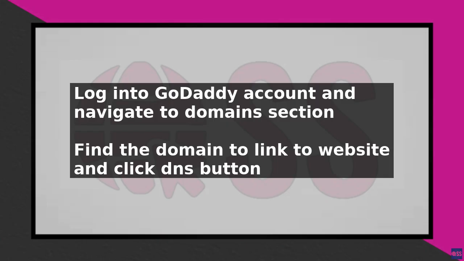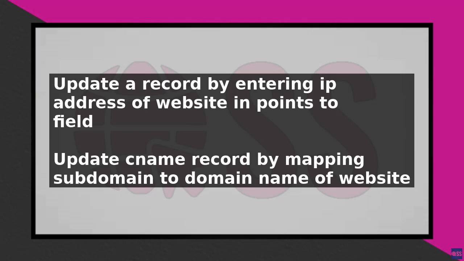To link your domain to your website, you need to update the A record and the CNAME record. The A record maps your domain to the IP address of your website, while the CNAME record maps a subdomain to the domain name of your website.